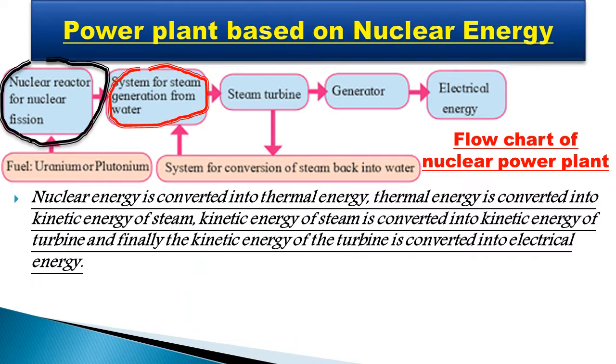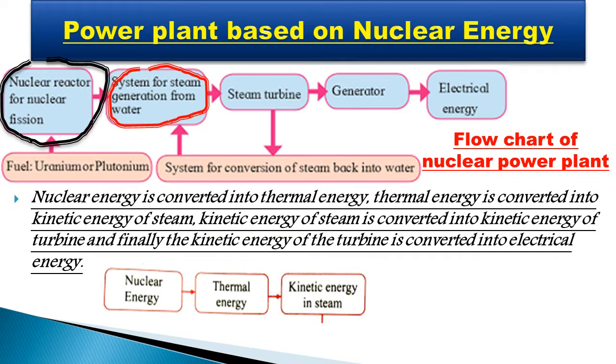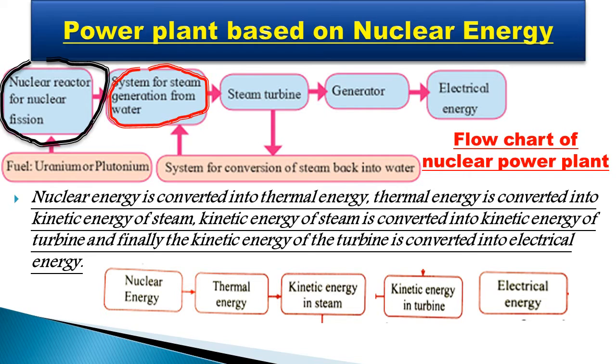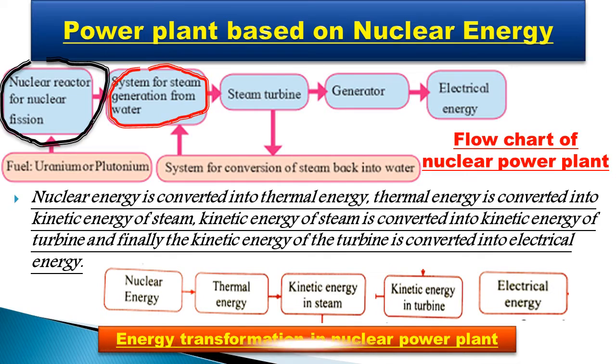Thus nuclear energy is converted into thermal energy, that is heat energy or steam energy, and thermal energy is converted into the kinetic energy of steam, and the kinetic energy of steam is converted into the kinetic energy of the turbine, and finally the kinetic energy of the turbine is converted into electrical energy. So this is the step by step energy transformation in a nuclear power plant.